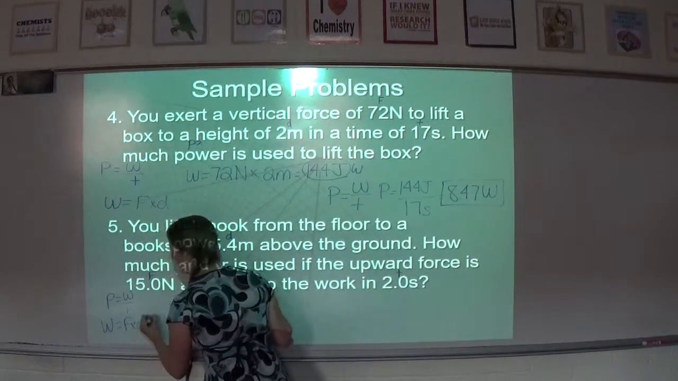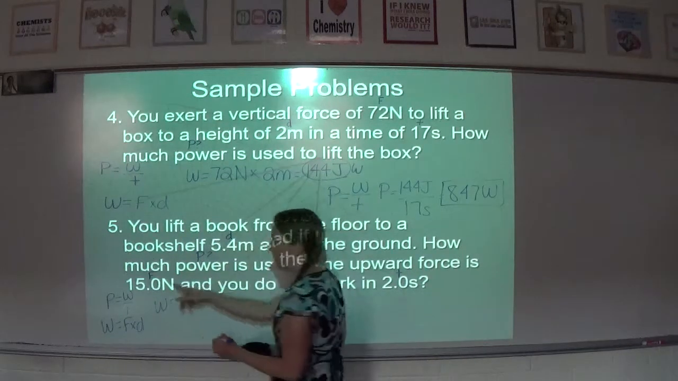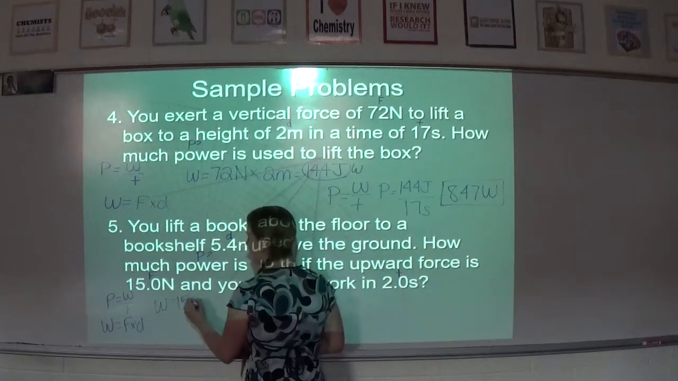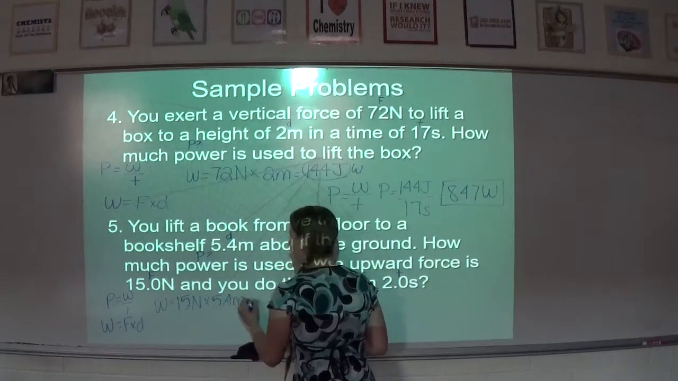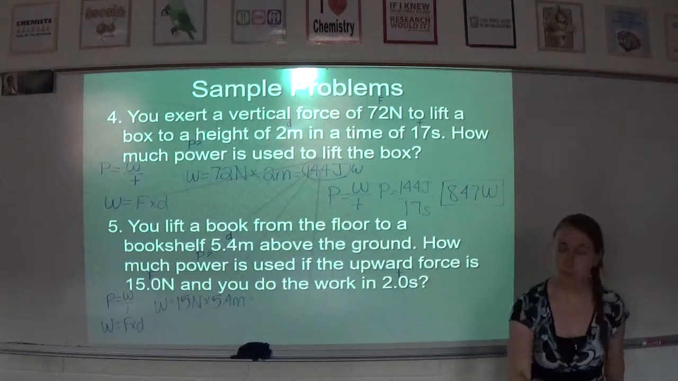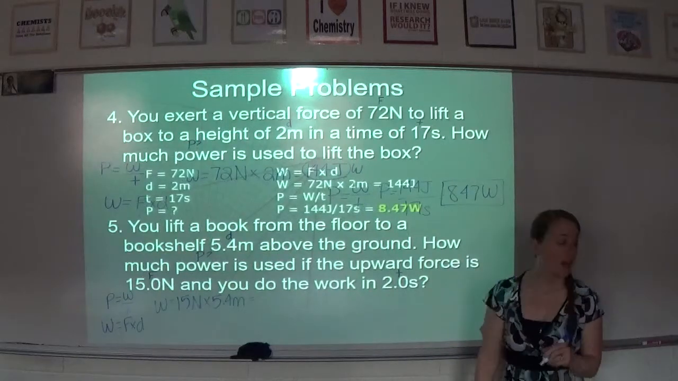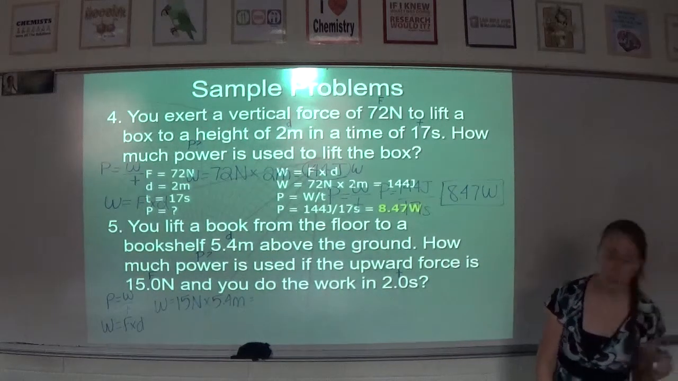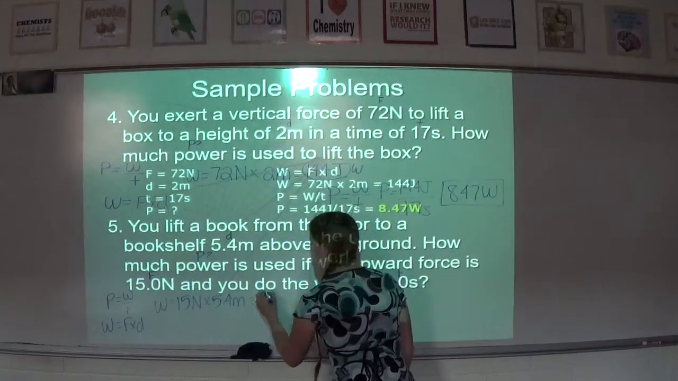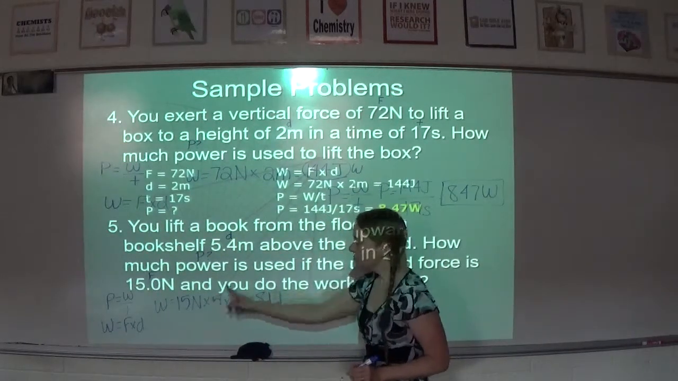So work is force times distance. My force is 15 newtons. My distance is 5.4 meters. When I multiply those two, I end up getting 81 joules, because of course a newton meter is a joule.